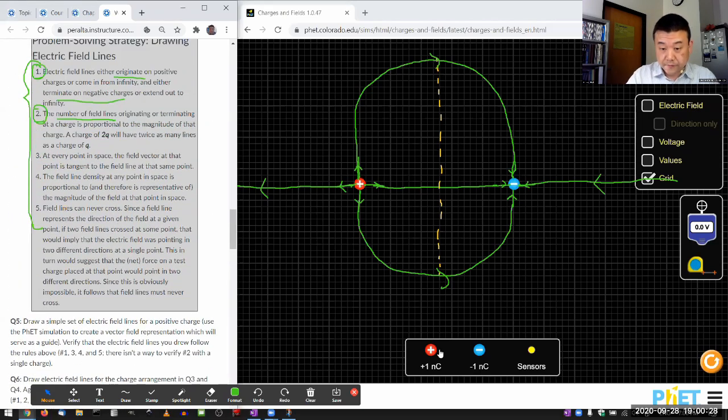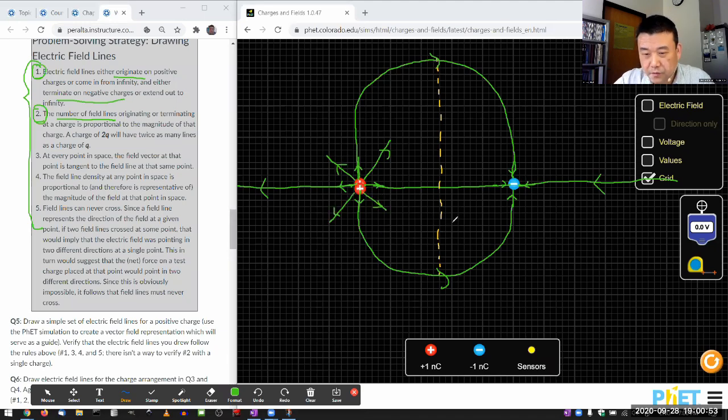So when I have double the amount of charge, I haven't turned on the electric field yet, so I don't know what that looks like. What I do have a sense of is the positive charge now needs double the number of electric field lines coming out. It needs electric field coming out here, here, here, here.